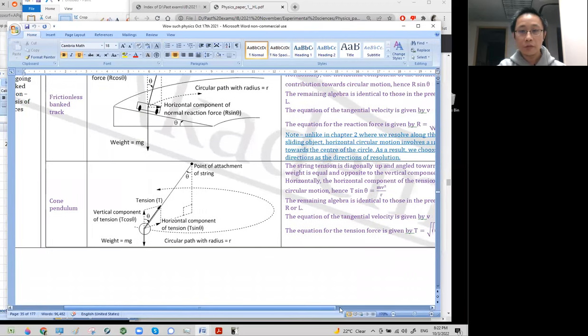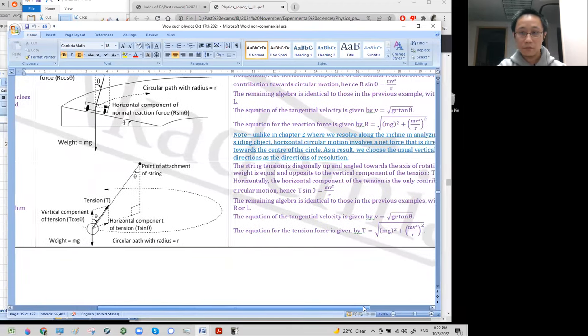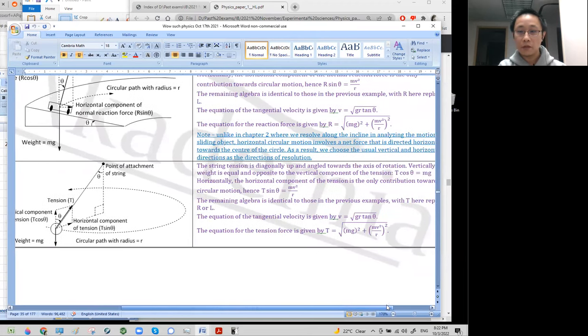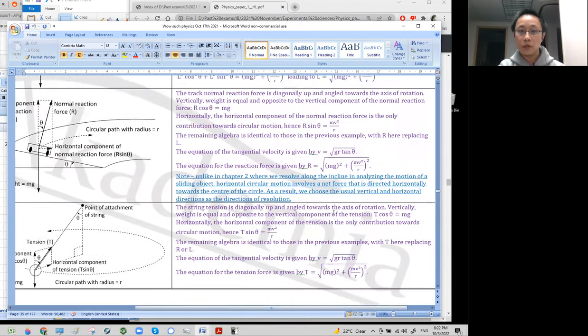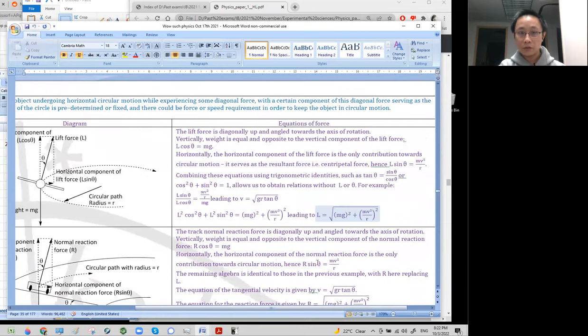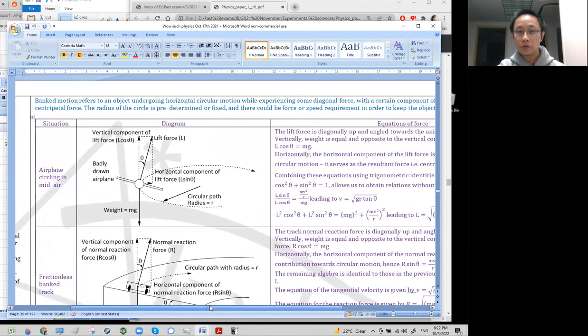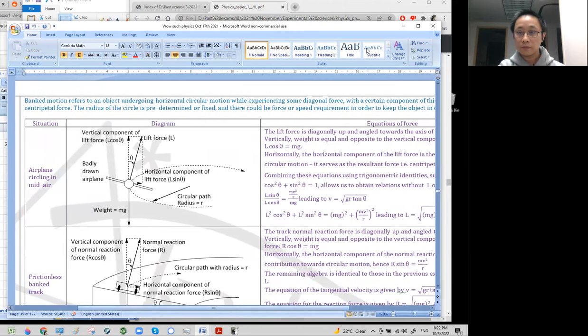So cone pendulum shows up a lot. And another common question about this setup is that they will ask you for the rotation velocity of the object. So make sure that you guys know how to derive all these equations. Again, none of these are actually given, so it's super important. Let's go back to the test paper for now.